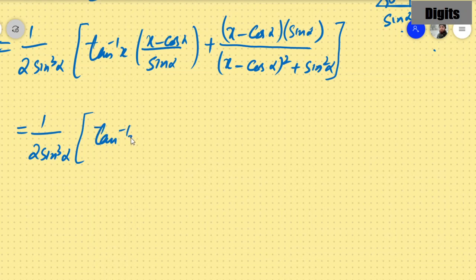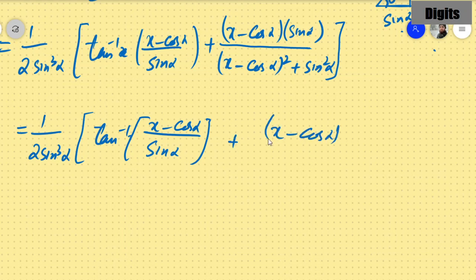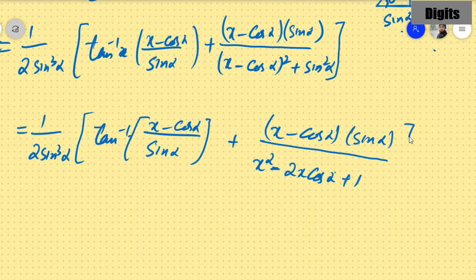tan inverse, sorry, this is not x, tan inverse of x minus cos of alpha divided by sin alpha plus x minus cos alpha into sin alpha divided by, now this term is equal to x square minus 2x cos alpha plus 1, because we had already done this in the second step, I brought it here. In this way it will come back, which is the required solution of this question.